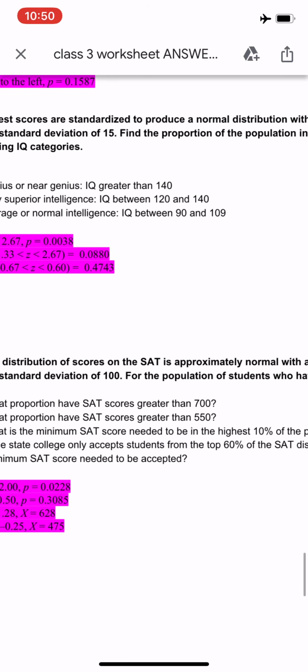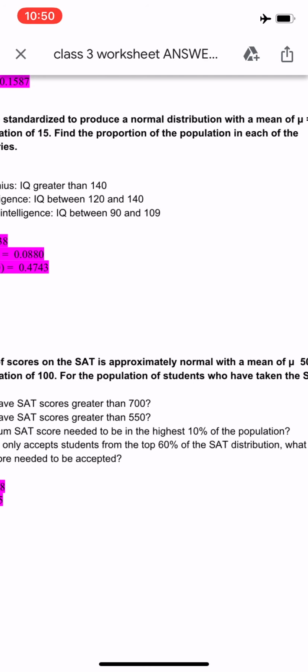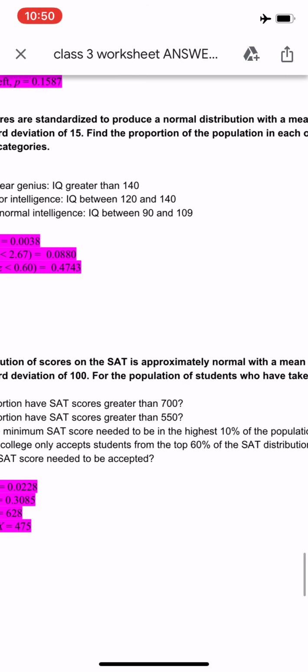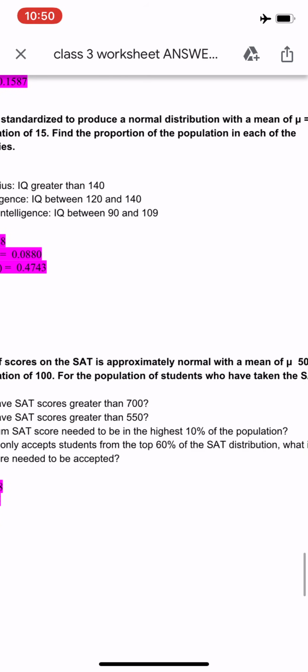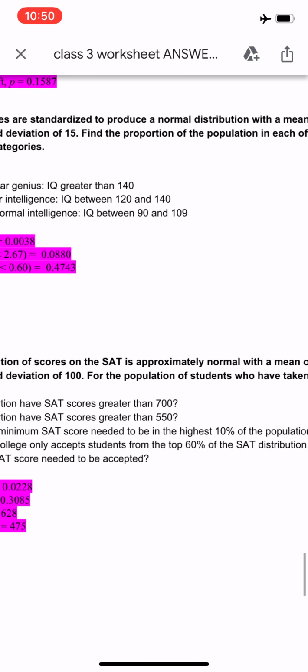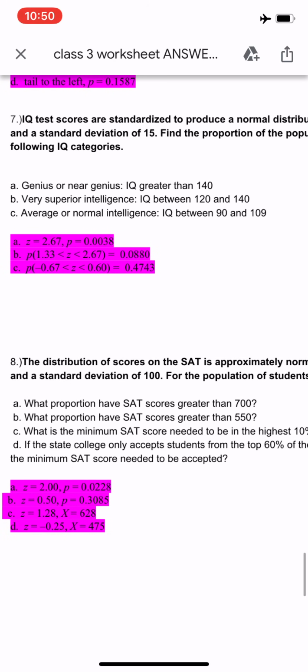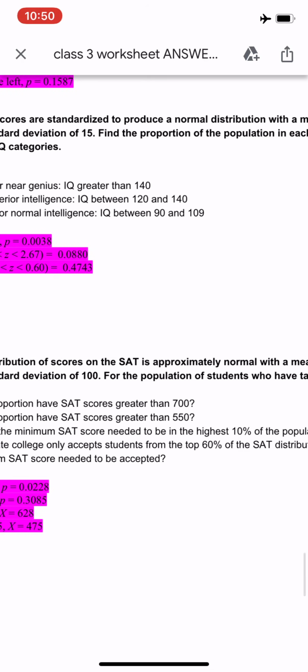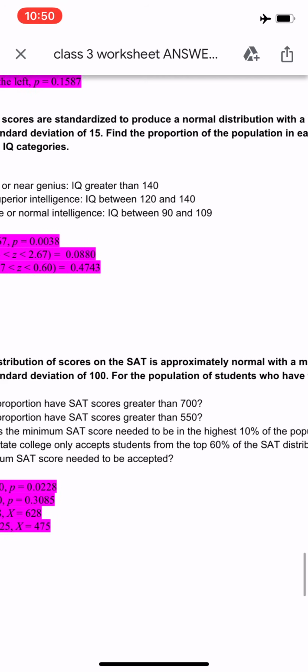All right, what is the minimum SAT score needed to be in the highest 10% of the population? Okay, so here we're not given that much information, so we have to go find that z-score. So what you do here is the highest 10%. Well, if we're looking at the highest 10%, where is that? That's going to be on the right and higher, right? So we're going to look in the tail. So we are going to look for the z-score that corresponds the most to 10% in the tail, 0.1000 in the tail.